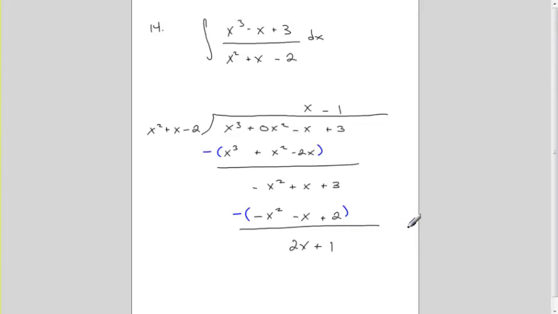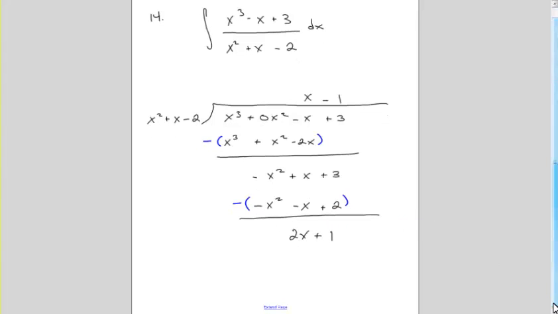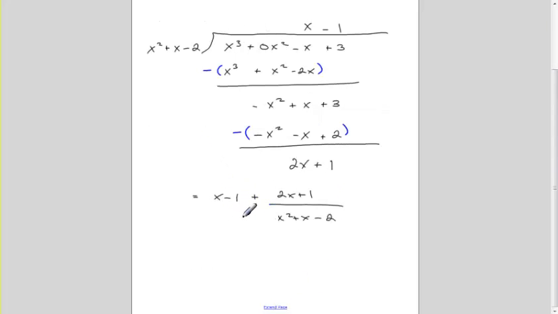So after this, what does this all mean? Well, it means that we can rewrite this original quotient as this term, x minus 1, and then the remainder, which is going to be plus 2x plus 1 divided by the original denominator. So this we know how to integrate easily. It's going to be x squared over 2, and then negative x. Here we have to use partial fractions to rewrite it.